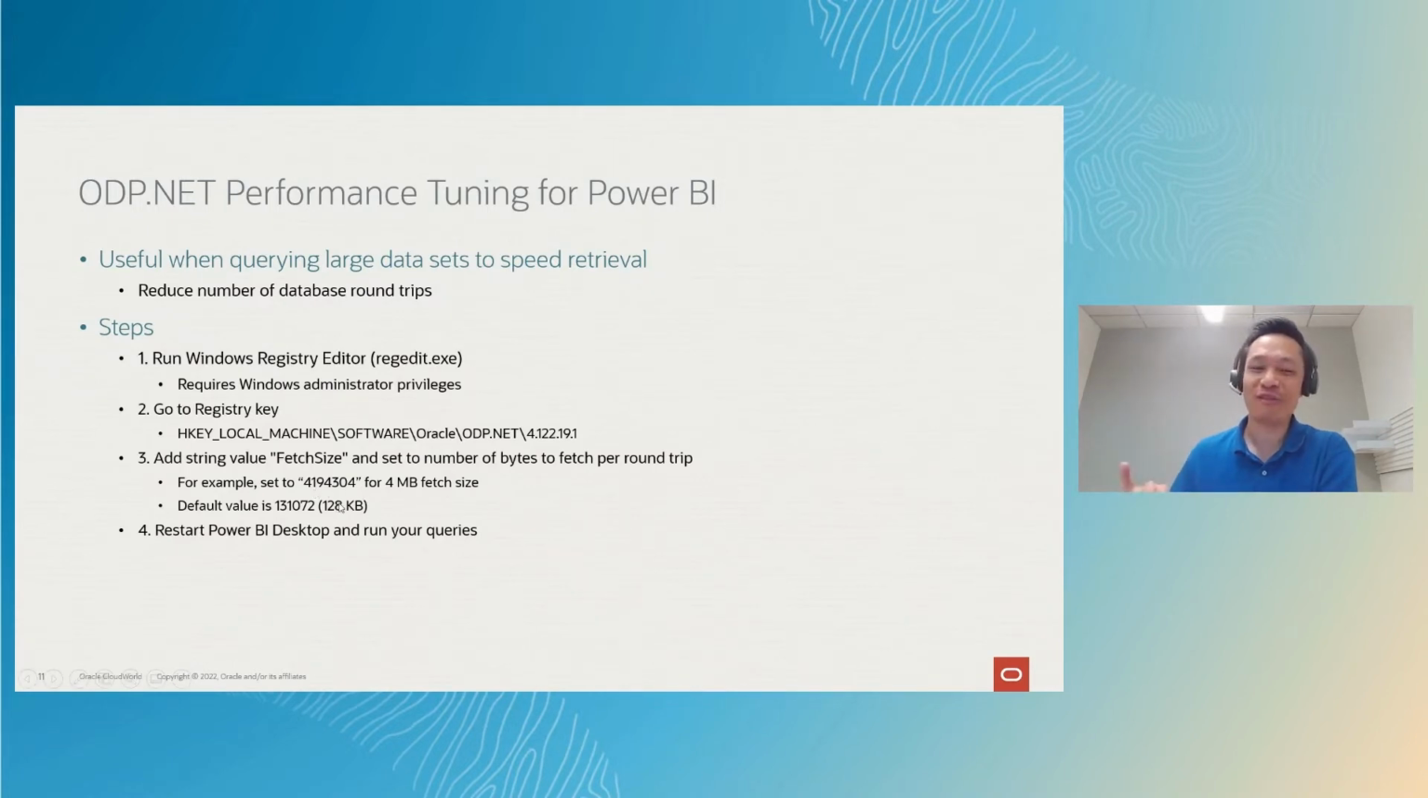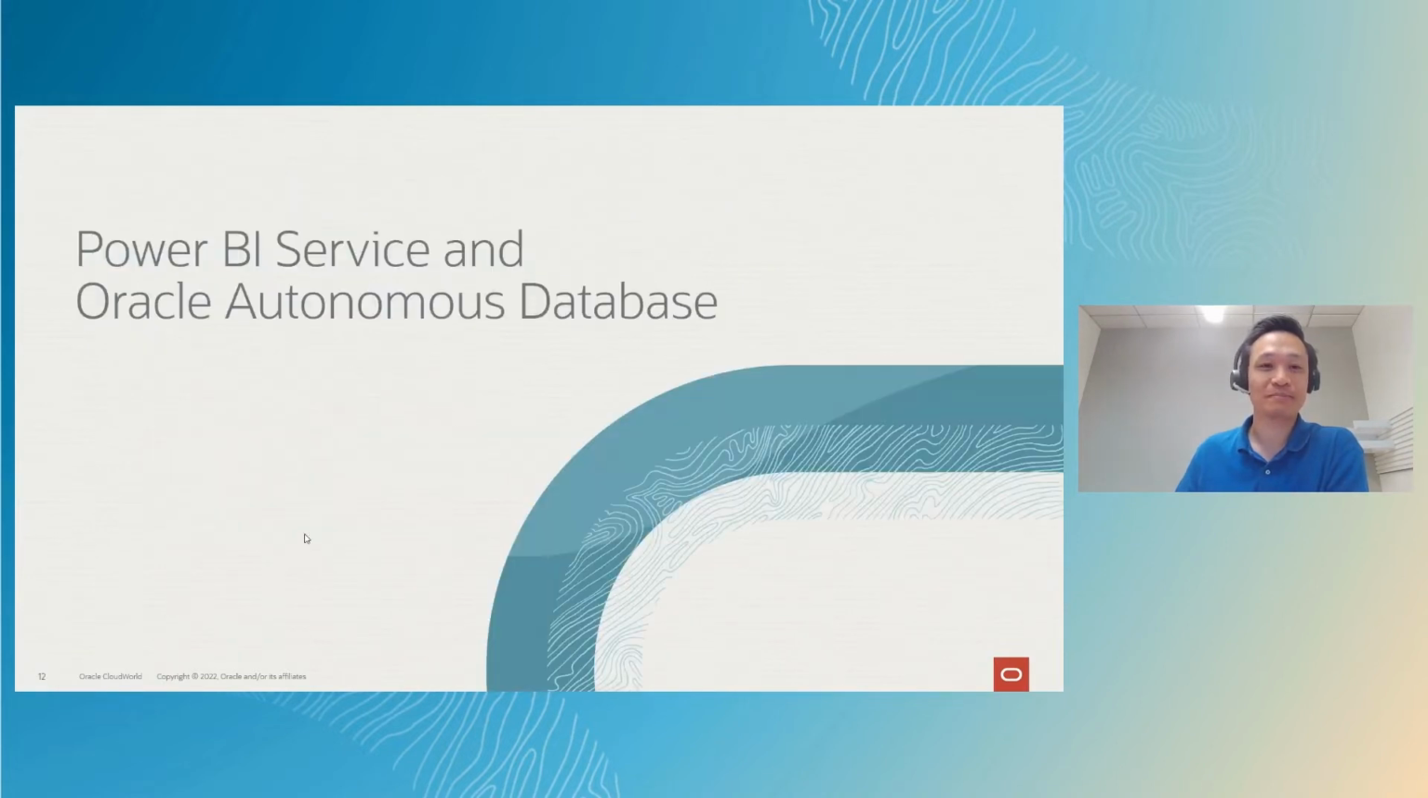And I think that's about a factor of 32. So you should have, say, an order of magnitude, 32 fewer round trips, or 31 fewer round trips, to the database. And once you do that, you just restart Power BI Desktop and run your queries. So that's the simple way to do it with Power BI and ODP.NET performance tuning. So that was running it with the desktop.